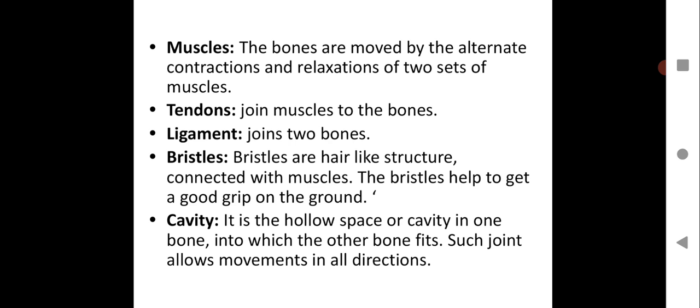Cavity: it is the hollow space or cavity in one bone into which the other bone fits. Such a joint allows movement in all directions. So when you have such types of bones, that part of the body is easier for us to move in all directions. As the name suggests, it is a cavity in one bone into which the other bone fits, and that's why it allows movement in all directions. I hope this is clear.